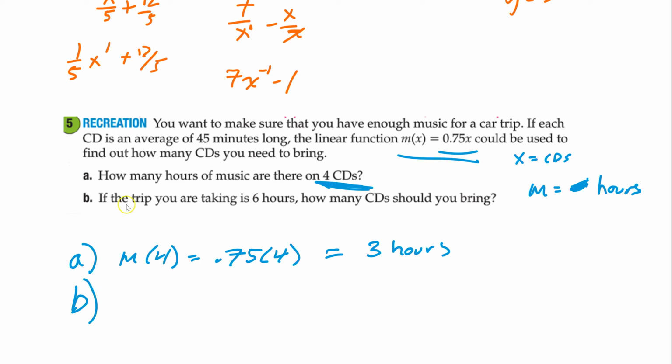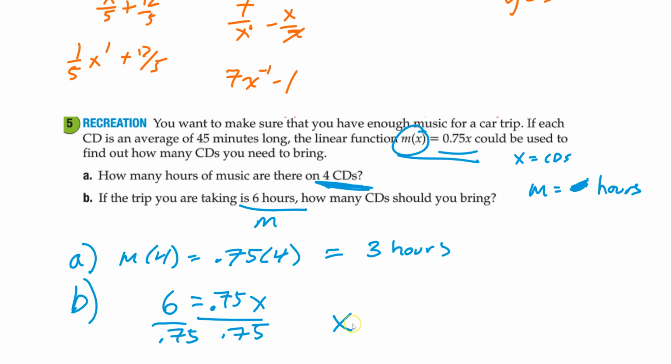Now look at B. If the trip you're taking takes 6 hours, now they're giving us hours of music, so they're giving us m this time. How many CDs do you need to bring? So now we have 6 equals 0.75x. We plug the 6 in for the m part. So this is our equation. I'm going to divide both sides by 0.75. I get x equals 8. So we need 8 CDs in that case.